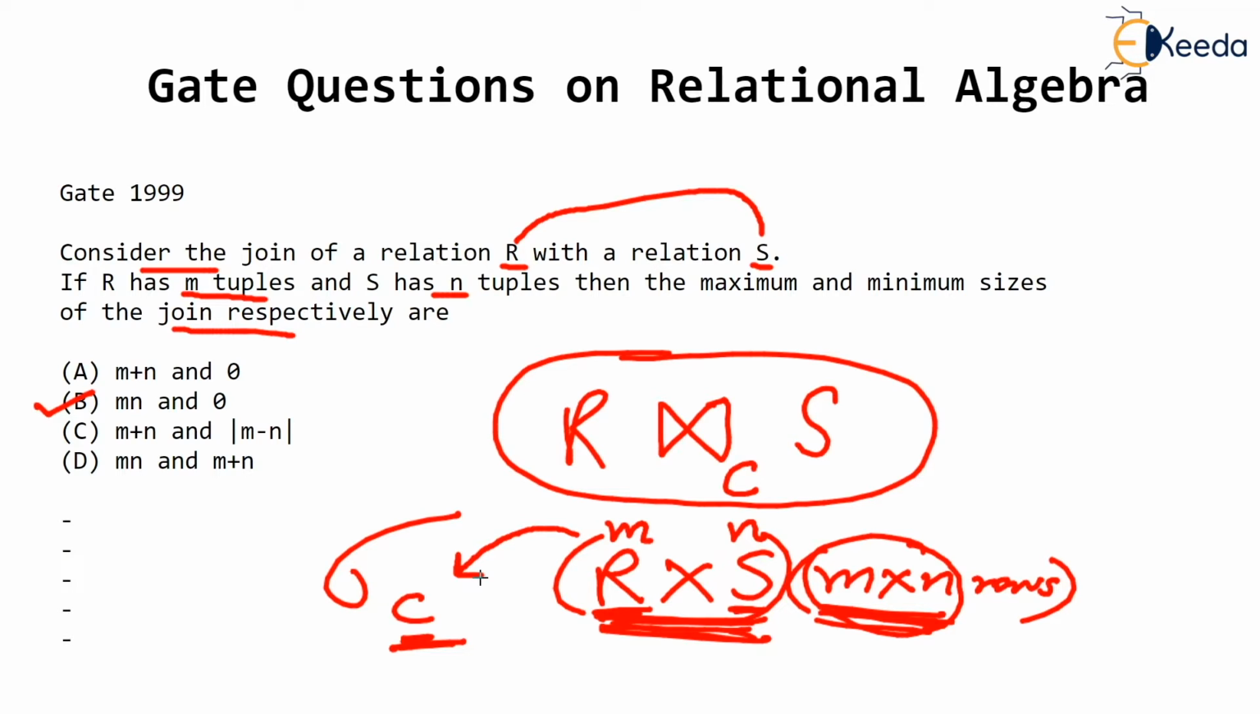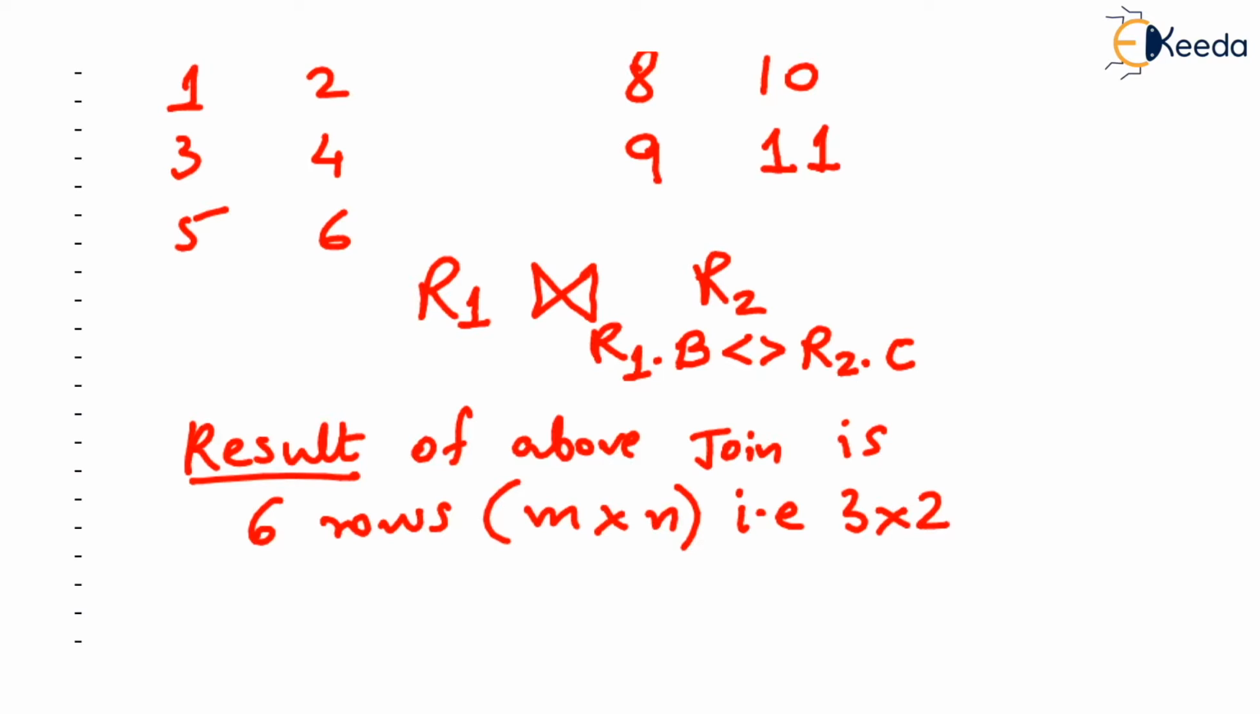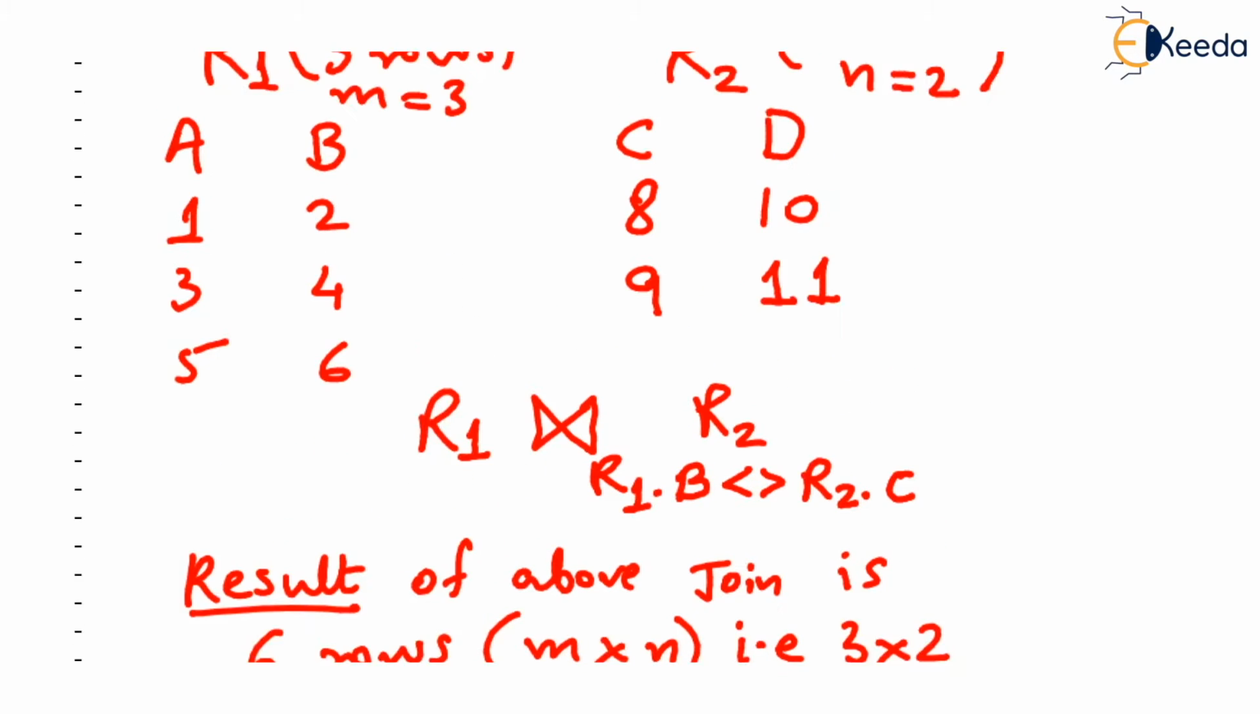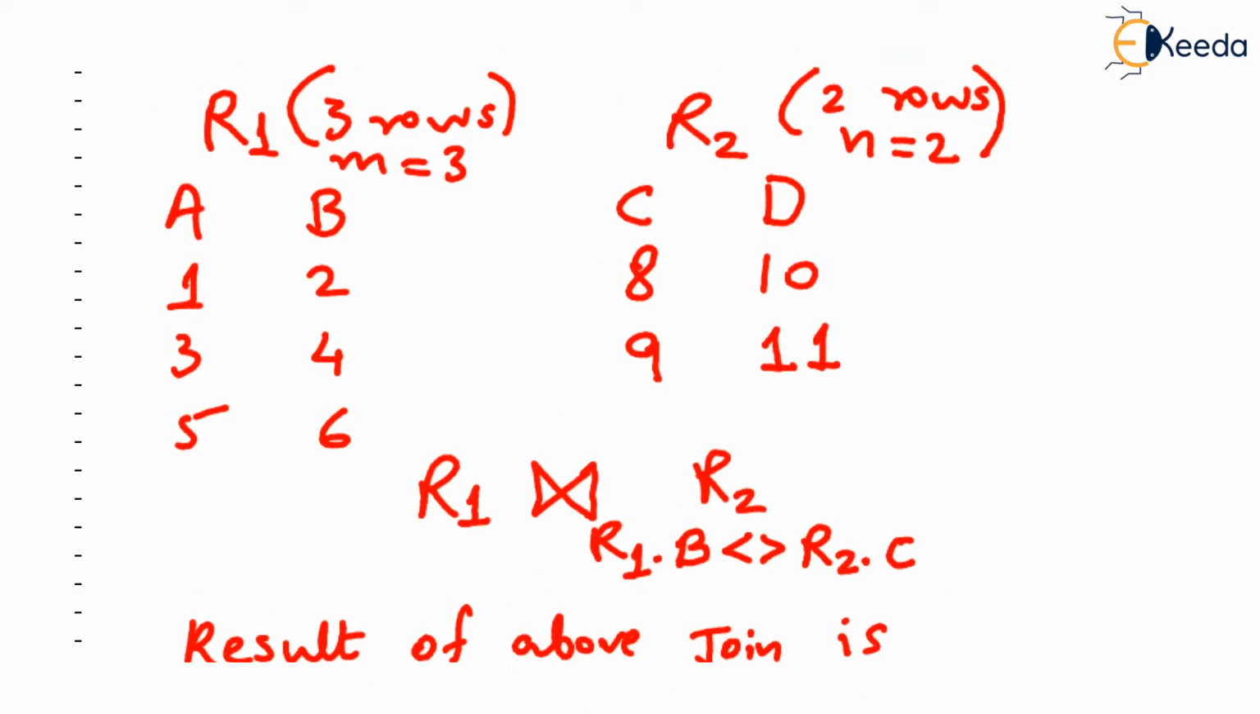Let's try to prove it. Let us say that we have got two tables, R1 and R2. We have taken any arbitrary rows in R1 and R2. R1 has two columns, A and B, and R2 has two columns, C and D. Now notice R1 has 3 rows and R2 has only 2 rows. So M is 3 here and N is 2.